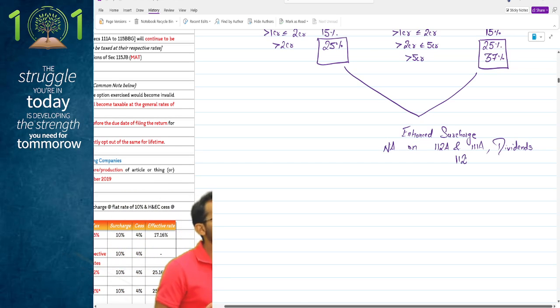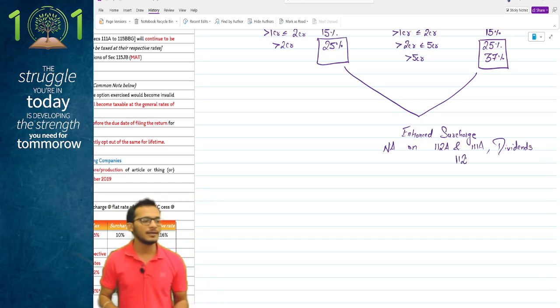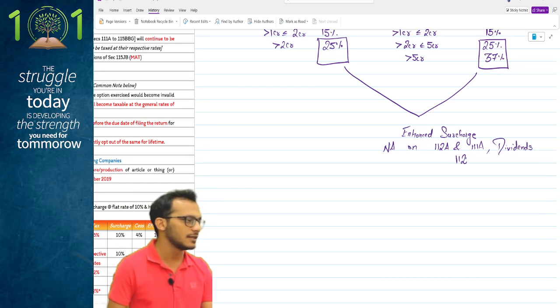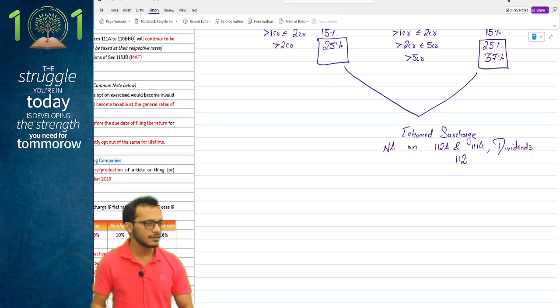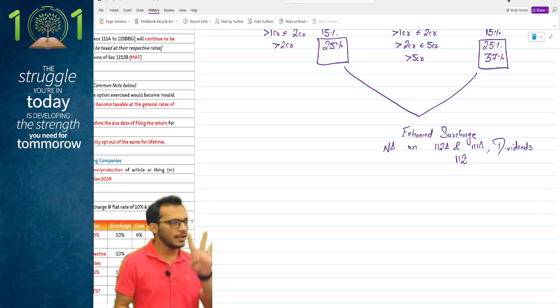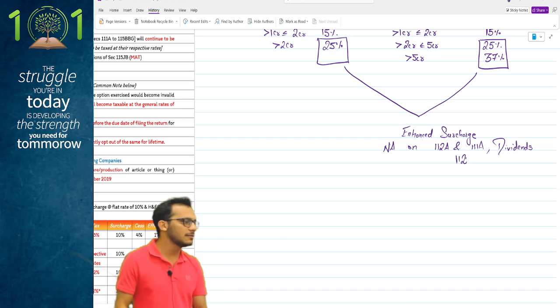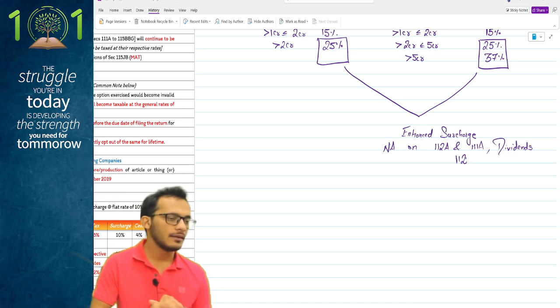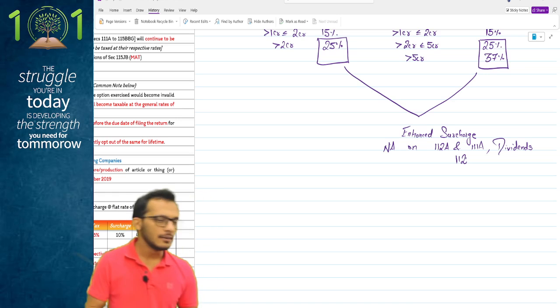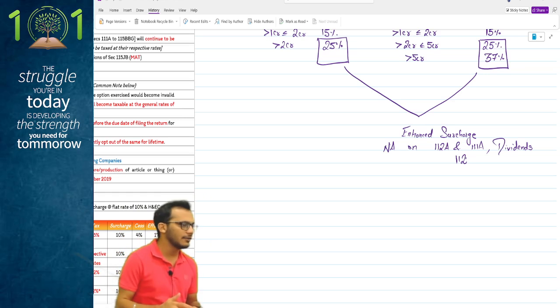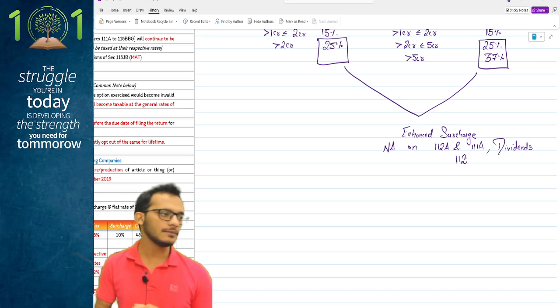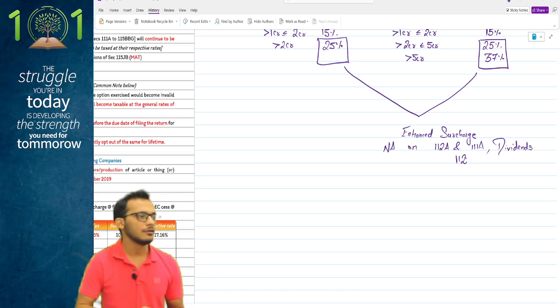The provision now got modified to such an extent that they clarified that when you have an enhanced surcharge, it will not apply on four incomes: 112A, 111A, dividend income and 112. For all these four incomes, the maximum surcharge you can levy is 15%. For all the other incomes, you can levy 25, 37 also. Correct, not correct?